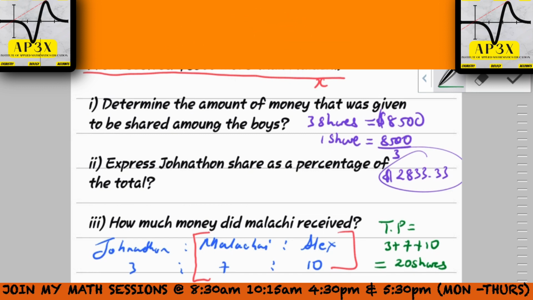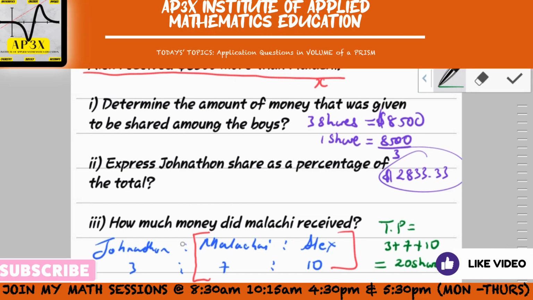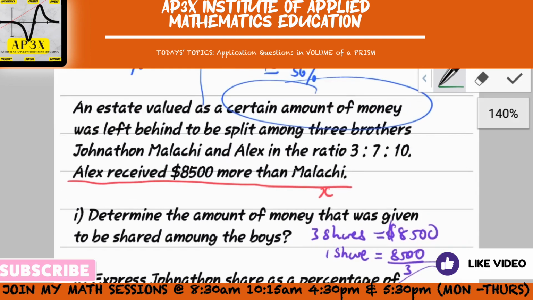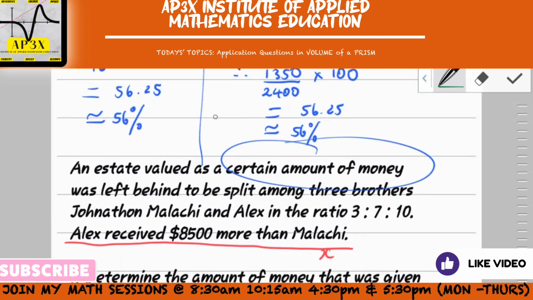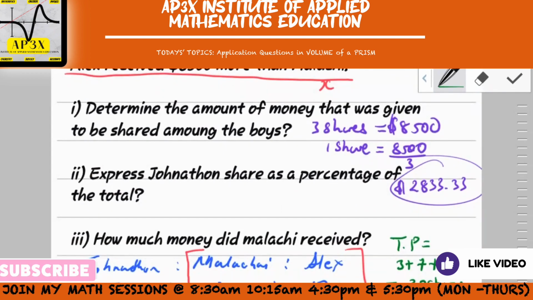So we have done everything. We have written down our comparative quantities and the individual ratio. We have now found our total proportion, and we have in fact used the information given to us to find one share. Now we can answer the question. It says determine the amount of money that was given to be shared among the boys. So therefore then we know that one share is 2,833, and even though we don't know how much money was being shared, we then certainly know that it has 20 parts.